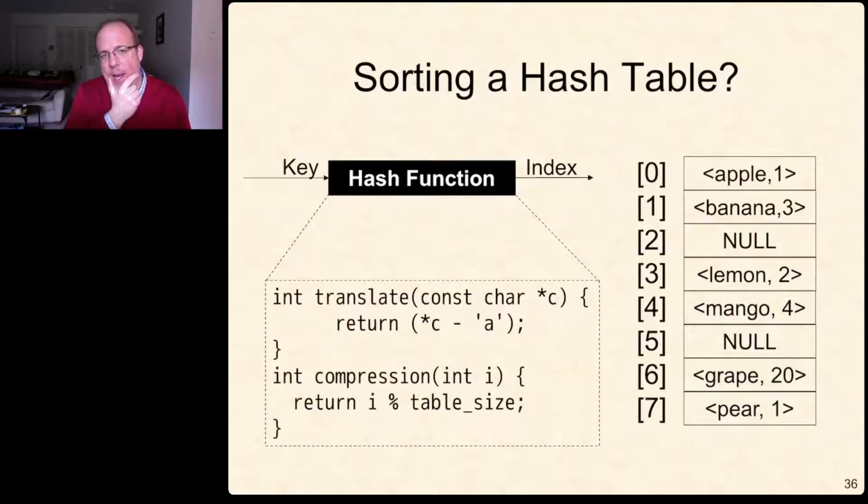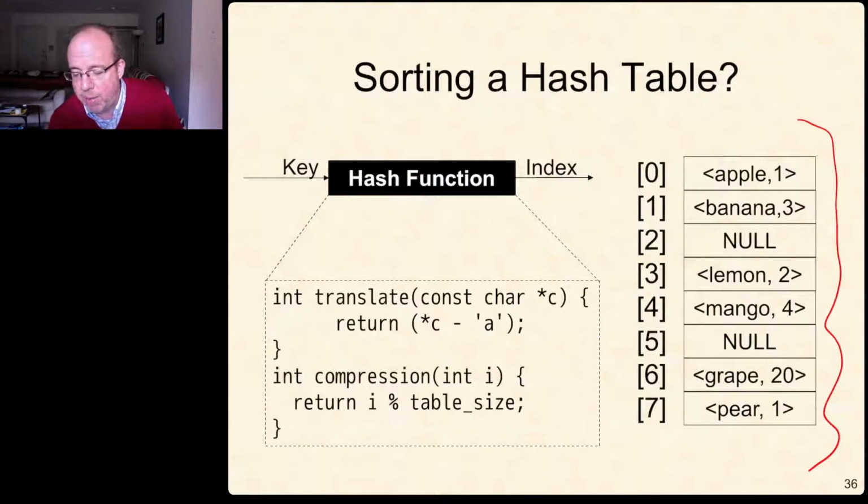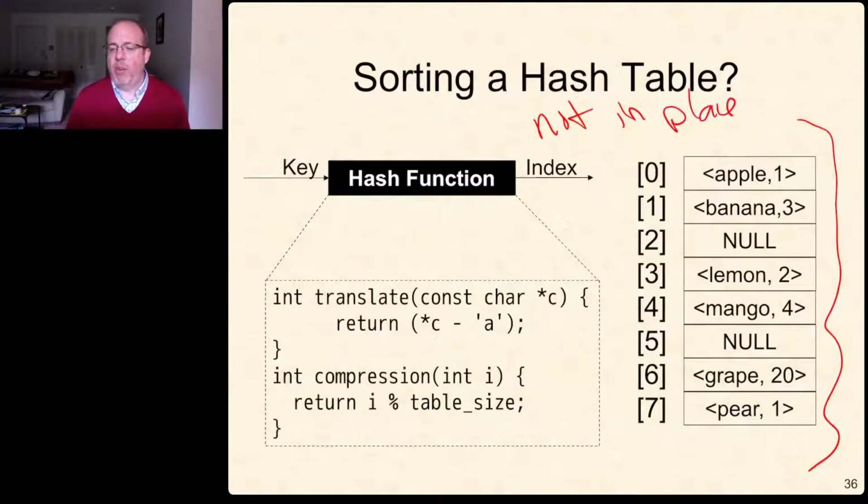What about sorting a hash table? Sorting's tricky, because of the way the hash functions work, we're going to end up with sort of randomly distributed things. They're not going to be in sorted order when we have them. And we cannot sort them in place.